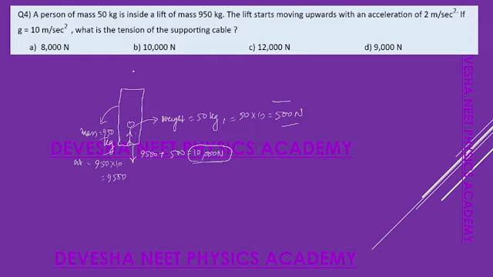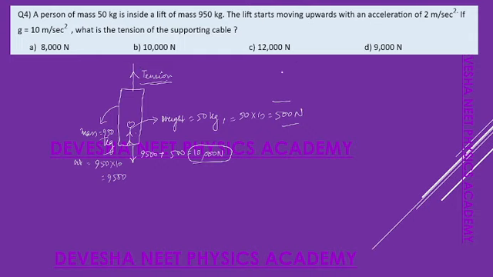Okay, now what about the tension in the rope? There's a rope here, right? So there's tension in the rope here. And this is moving upwards with an acceleration of 2 meters per second square. Since this is moving upwards, the tension is obviously more. That is why it's able to pull it, right?